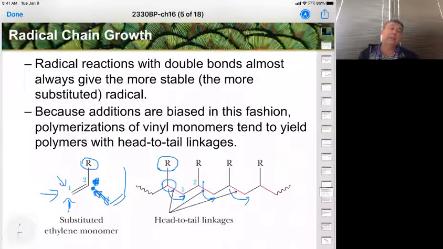So whenever you try to figure out which way to add these together, you're going to try to always form the more stable radical, and radicals follow the same stability trends as carbocations. Tertiary carbocations are more stable than secondary carbocations, and those are more stable than primary.